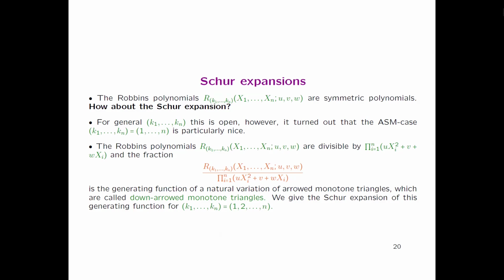And to be honest, we actually consider a modification, but it's not very complicated. It turns out that you can divide this Robbins polynomial by some product, and then actually consider the quotient of this Robbins polynomial and the product. And also that, I don't want to go into details, but also that is a generating function of some decorated monotone triangles, which we call down arrowed monotone triangles because the arrows are going down. But these details are not important. It's very similar to the definition that you have seen for arrowed monotone triangles.